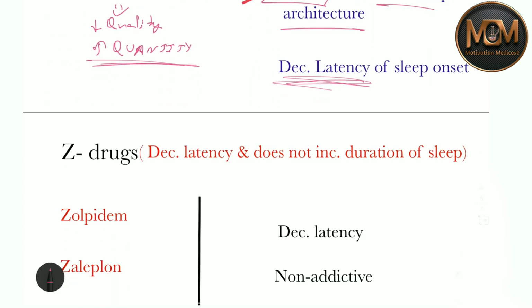So we made some drugs called Z drugs. This is not a category, but the drug names start with a Z, that's why we name them Z drugs. They decrease the latency. Latency means the time from when you lie down on your bed till you go into sleep. Suppose you lie down at 10 p.m. and go to sleep at 12 a.m. Then these 2 hours are the latency period. The Z drugs decrease this latency period, and they don't increase the duration of sleep. If a person goes to sleep earlier, they can have a restful, peaceful sleep.